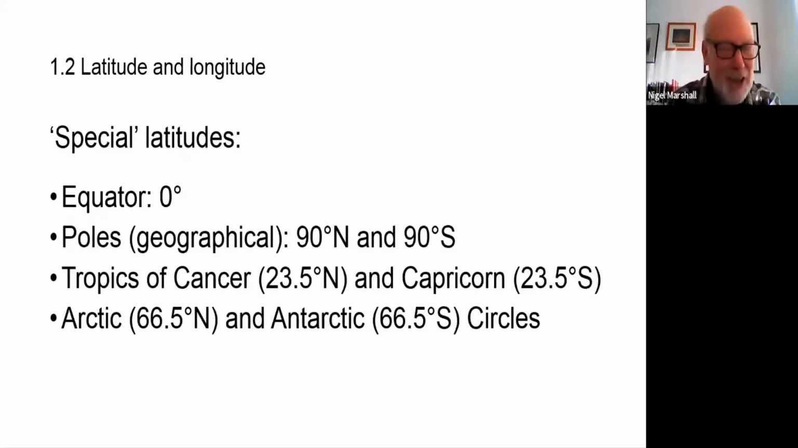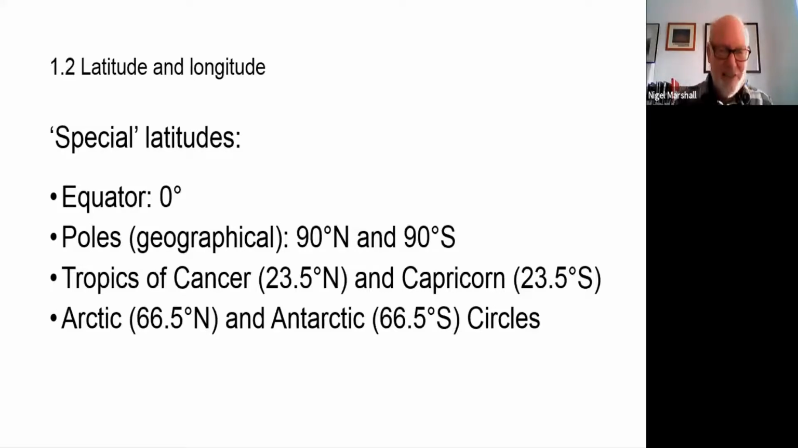So you're in good hands with Alistair and I and your tutors, and do make use of them. So we've got some special latitudes. We've got the equator at 0 degrees, just talked about that. And we've got the geographical poles. At the moment, we're forgetting about the magnetic poles. They are irrelevant to this study of latitude and longitude. So the poles geographically are 90 degrees north at the North Pole, 90 degrees south.